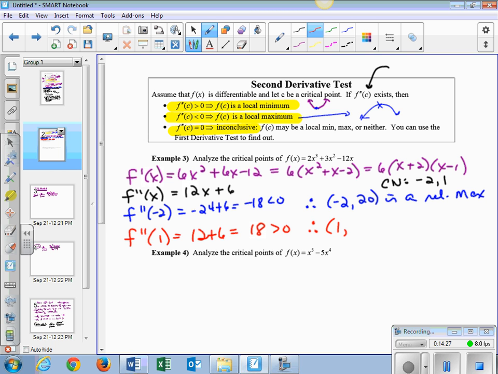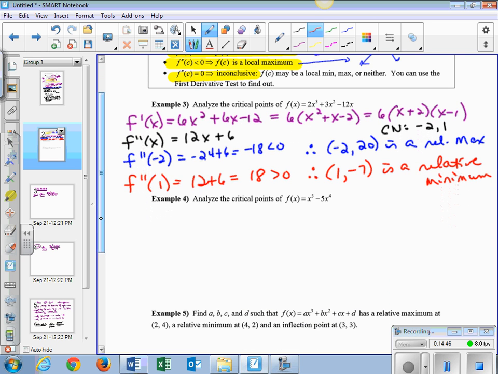So I'm going to plug in 1 back into the original, and I get -7 for that y value, and that would be a relative minimum. Okay, there you go. That's our second derivative test. And again, that was easy to use because finding the first and second derivatives were very quick.